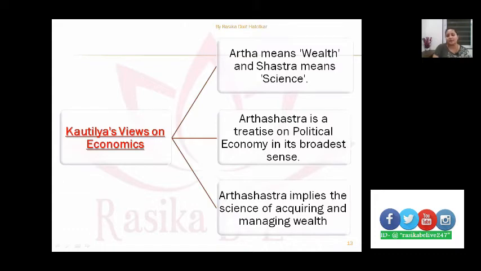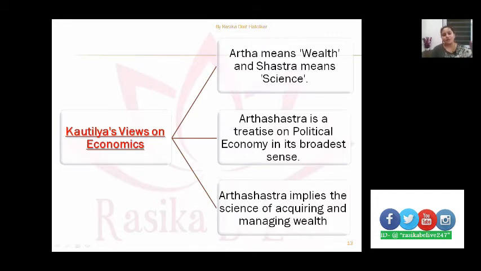Kautilya's view on economics. Artha means wealth and Shastra means science. Arthashastra is a treatise on political economy in its broadest sense. Arthashastra implies the science of acquiring and managing wealth. So first we saw that the meaning of Arthashastra is Artha, wealth, and Shastra, science. The second point we have seen, Arthashastra is a treatise on political economy in its broadest sense. Third point we have seen, Arthashastra implies the science of acquiring and managing wealth.